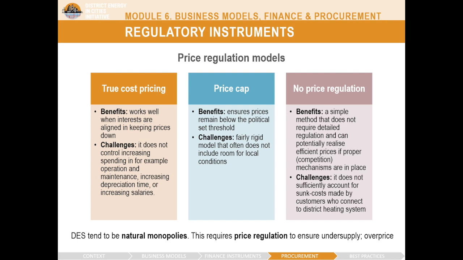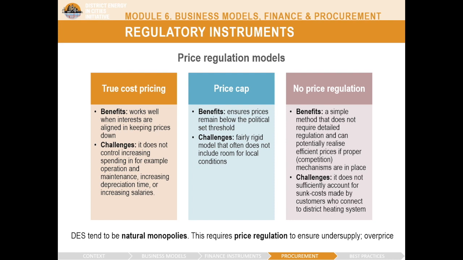No price regulation. A model with no price regulation is usually combined with no mandatory connection regulation. Therefore, customers paying high tariffs in one district heating network are free to choose other supply options, including individual systems. Here, district heating companies will have to convince customers of the quality and low price of their product before customers connect. This is the case in Gothenburg, Sweden. The benefit is that it is a simple method that does not require detailed regulation. It can potentially realize efficient prices if proper mechanisms are in place.